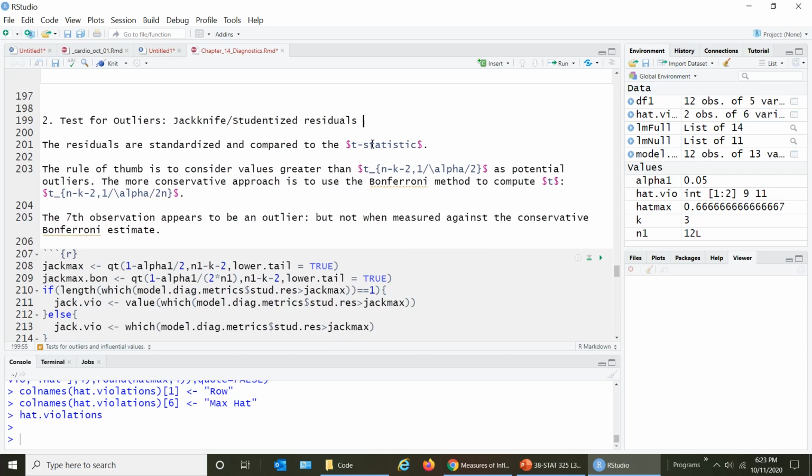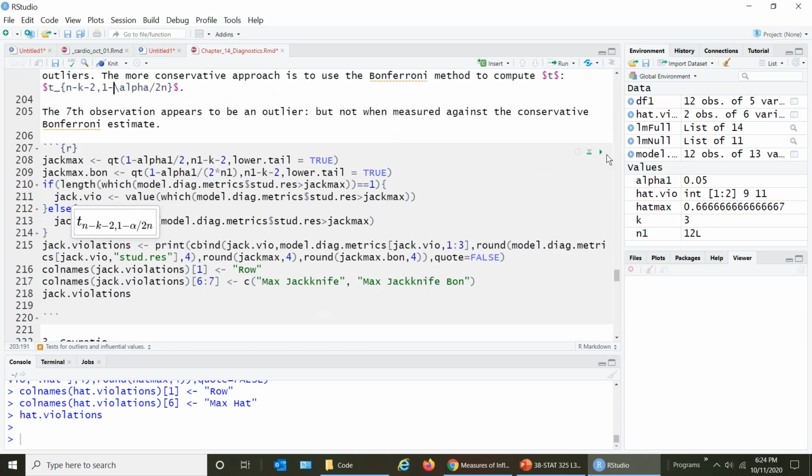We compare this to a t-statistic, particularly the t-statistic with n minus k minus 2 degrees of freedom, and that's supposed to be 1 minus alpha over 2 for the potential outliers. There's a more conservative value, which would be the Bonferroni, where we say 1 minus alpha over 2 times n. So let's run this.